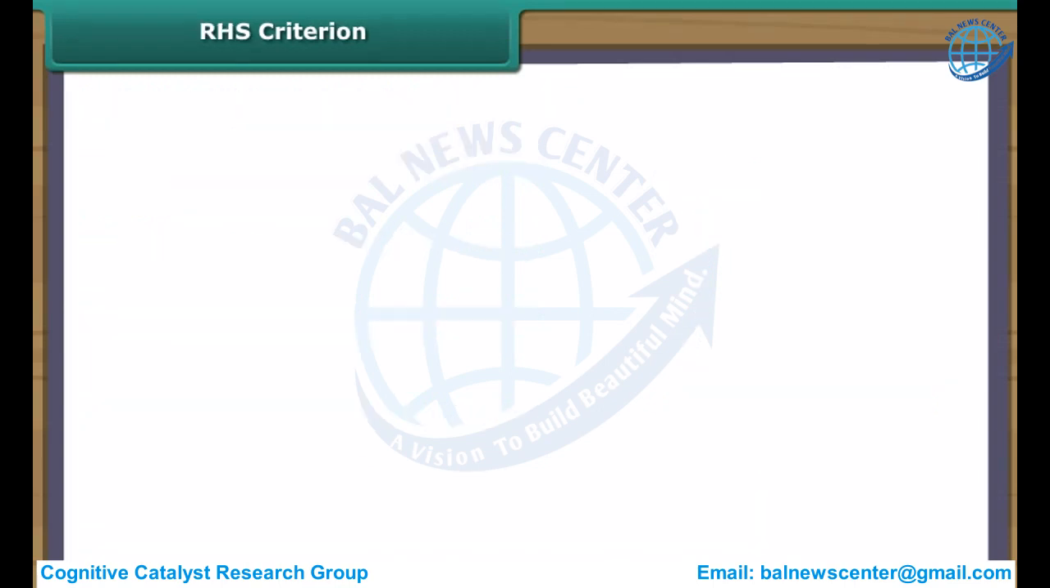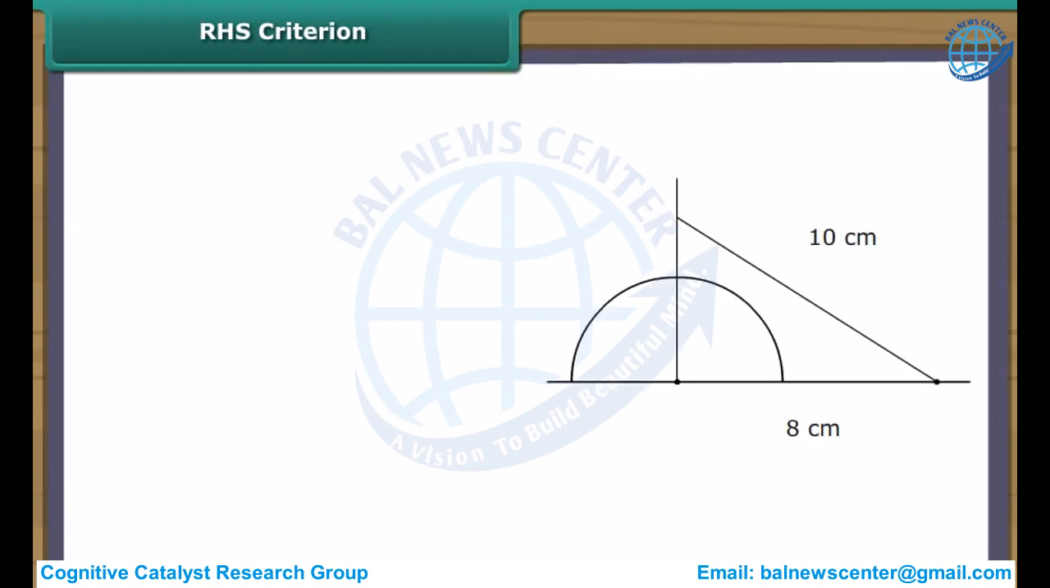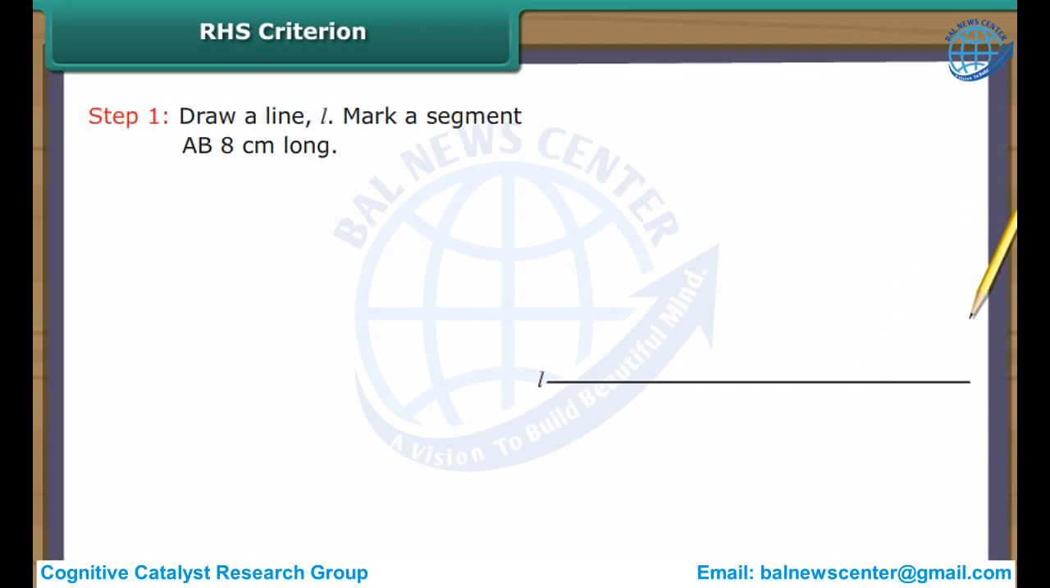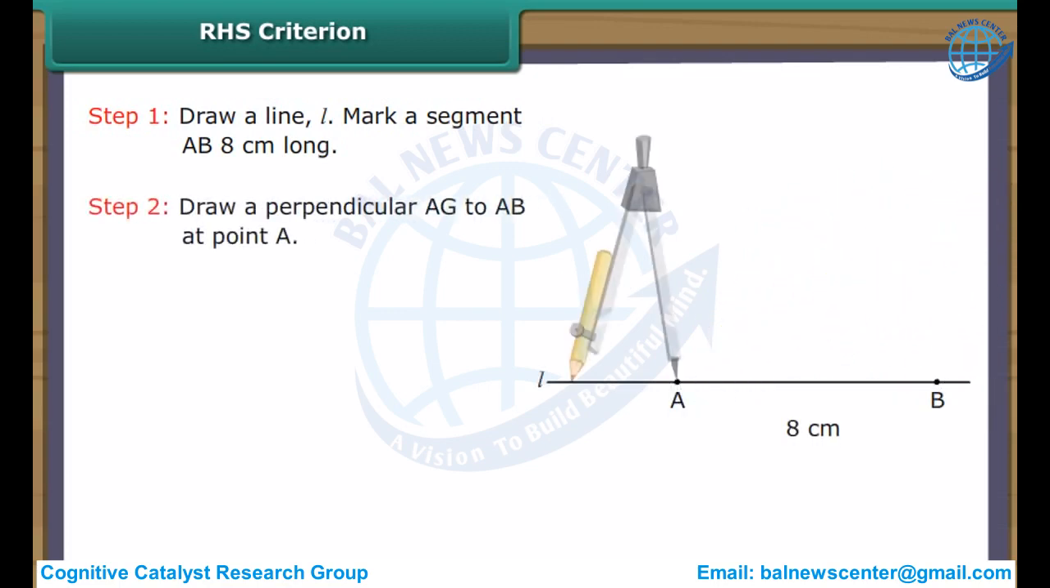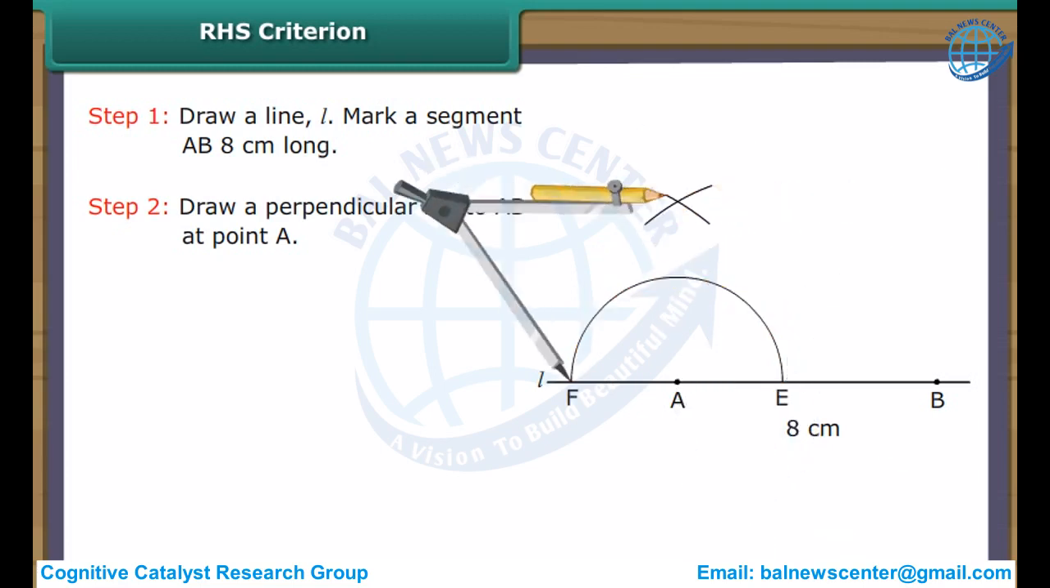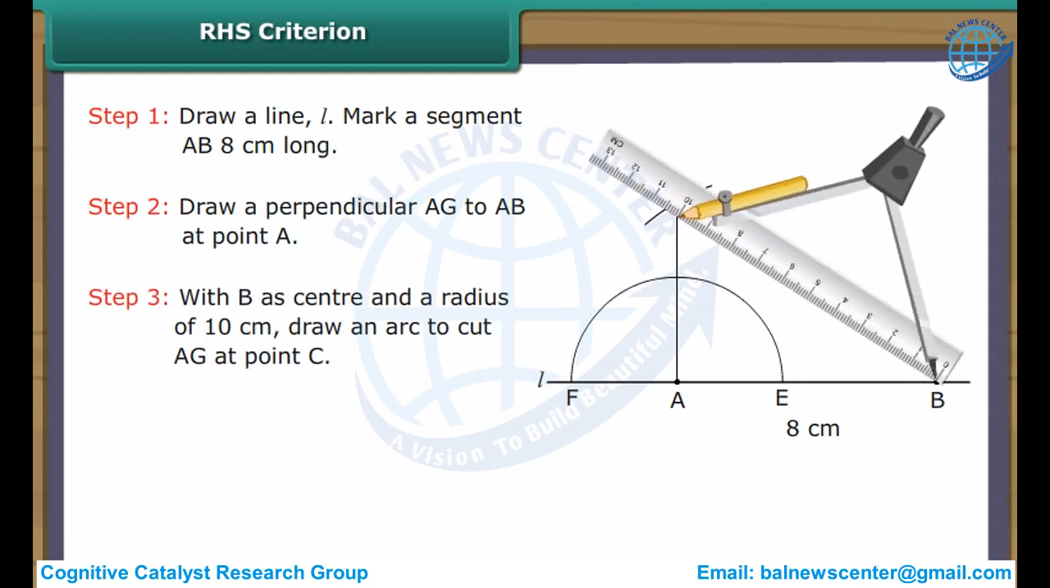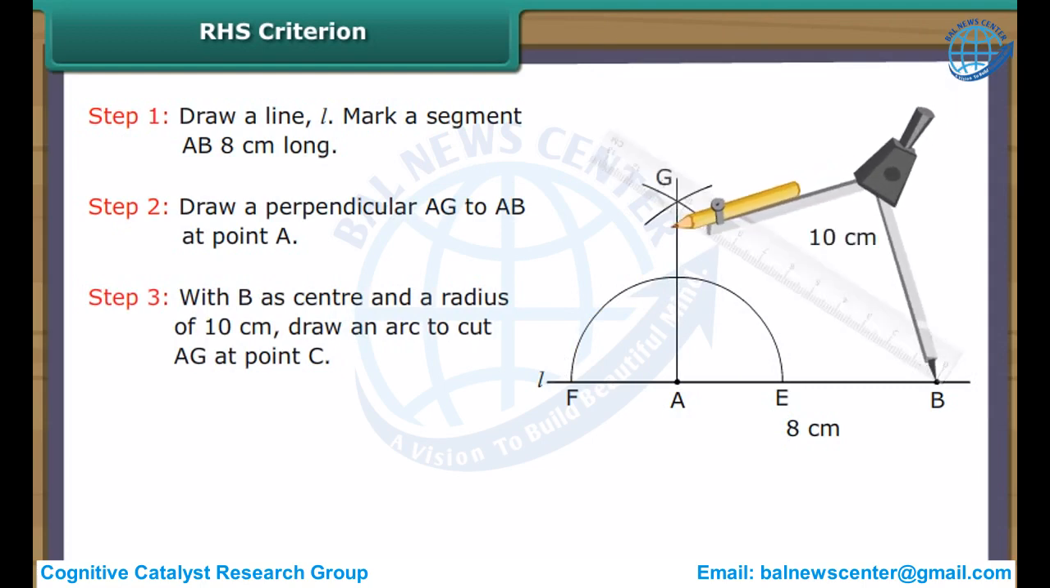RHS criterion. Let us now draw a triangle one of whose angles measures 90 degrees and the base and hypotenuse are 8 cm and 10 cm respectively. Draw a line L. Mark a segment AB 8 cm long. Draw a perpendicular AG to AB at point A. With B as center and a radius of 10 cm, draw an arc to cut AG at point C.